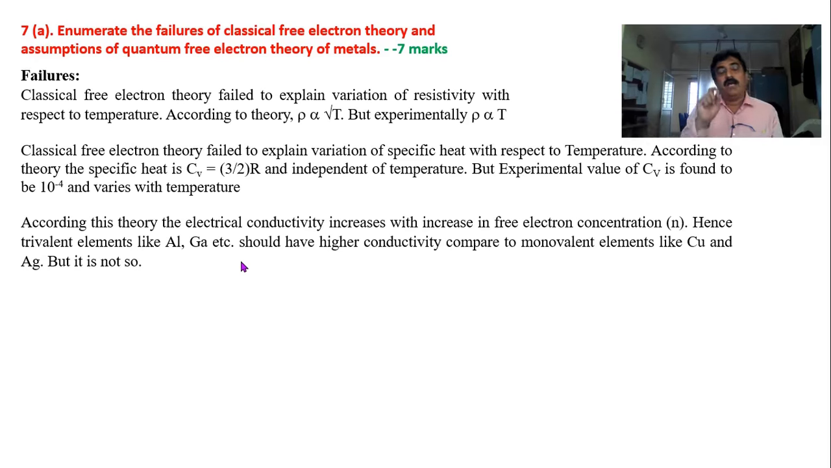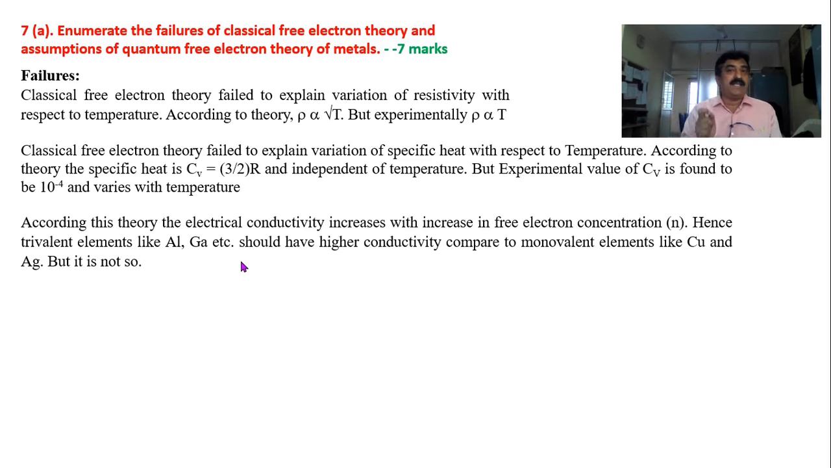So that way, aluminum and gallium, being trivalent, must be much better than copper. Copper is not trivalent, it is monovalent. But copper is better than aluminum, you know. Copper is a very good conductor, silver is a very good conductor, gold is a very good conductor. Gallium is not a conductor at all. When you combine gallium with a semiconductor like germanium or silicon, you get a p-type semiconductor.